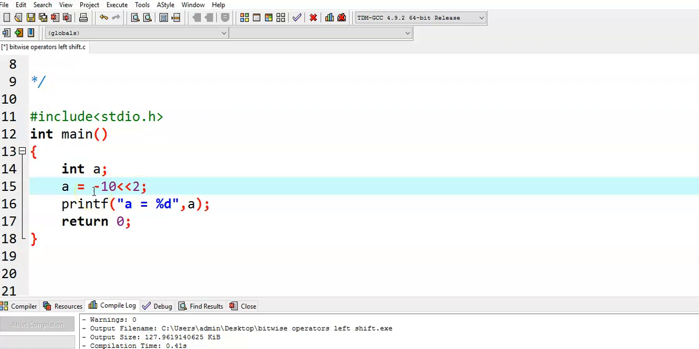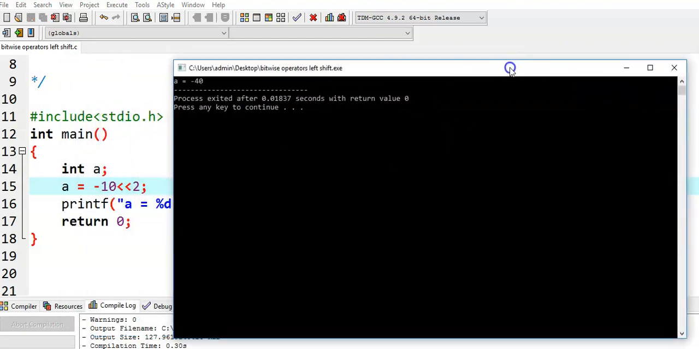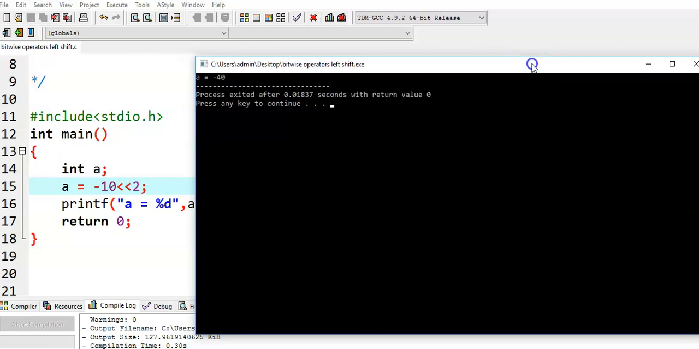I am giving minus 10. Minus 10 is left shifted by two positions. Now we run this program. So minus 10 for one time becomes minus 20 and for the second time it becomes minus 40.